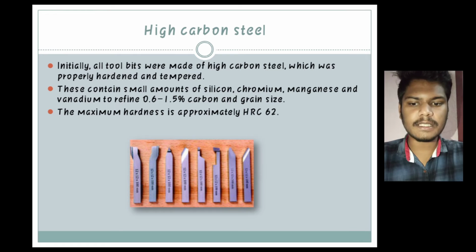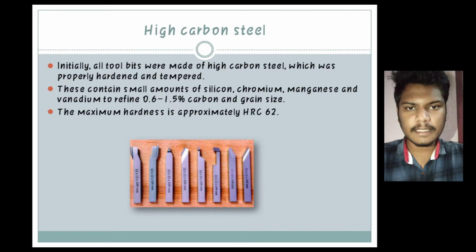Next, high carbon steel. Initially, high carbon steels are used to produce all tool beds, which were properly hardened and tempered. This contains a small amount of silicon, chromium, manganese and vanadium to refine 0.6 to 1.5% of carbon and grain size. The maximum hardness in the high carbon steel is HRC 62.